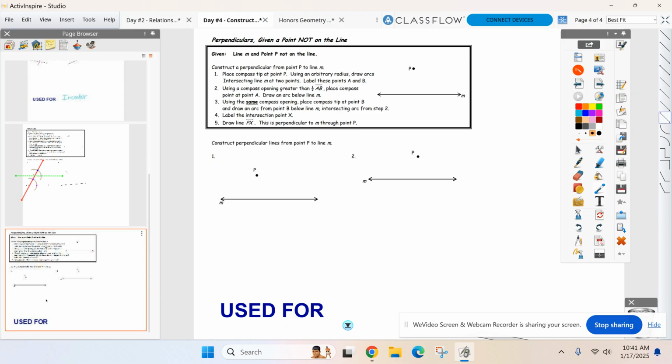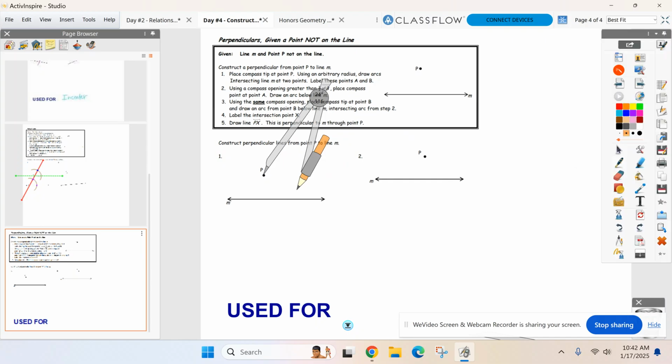Put your compass point on P. Open up your compass so that you can make an arc that intersects the line in two spots. If for whatever reason you can't get it to intersect in two spots, always extend your line. Lines go on forever, so extend it. There it is. That arc establishes points of intersection. That's what your first arc is for.